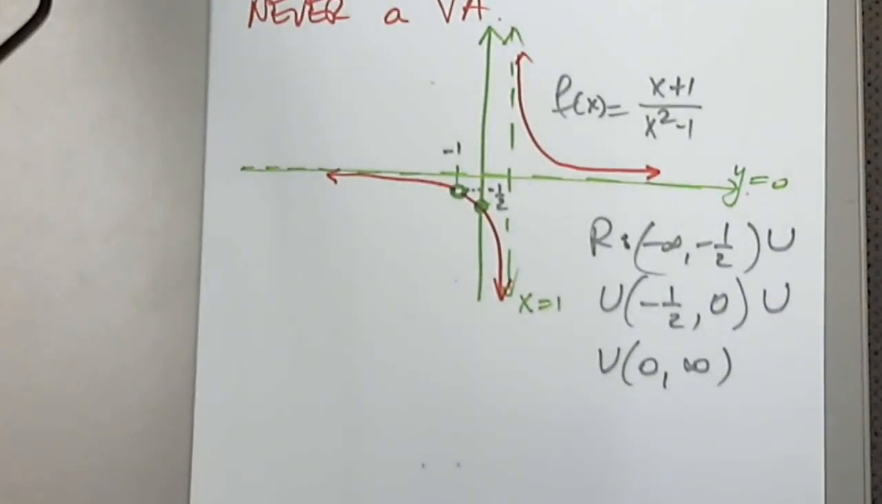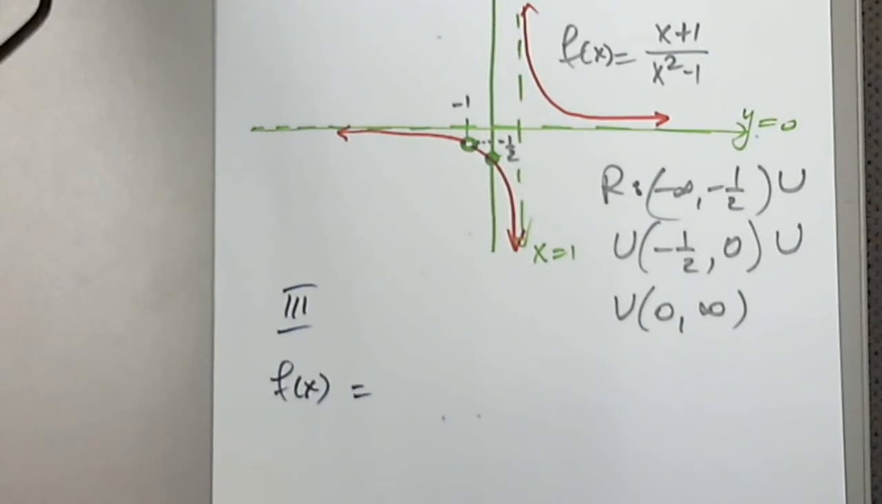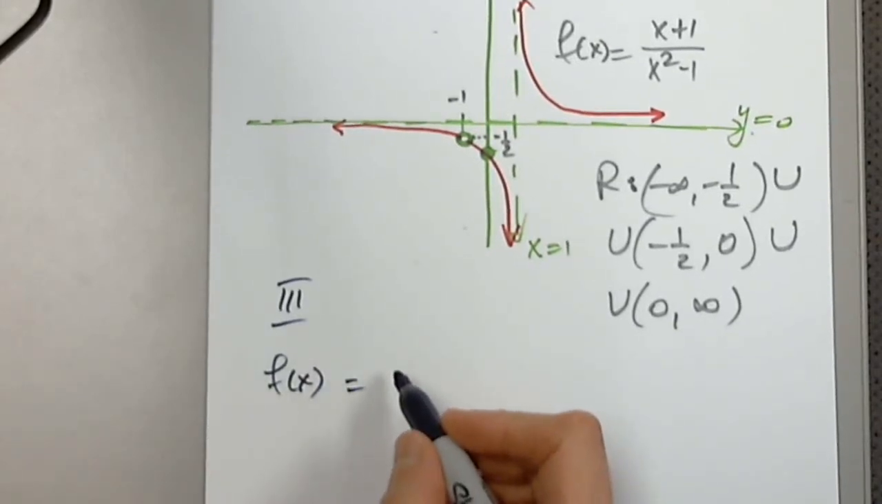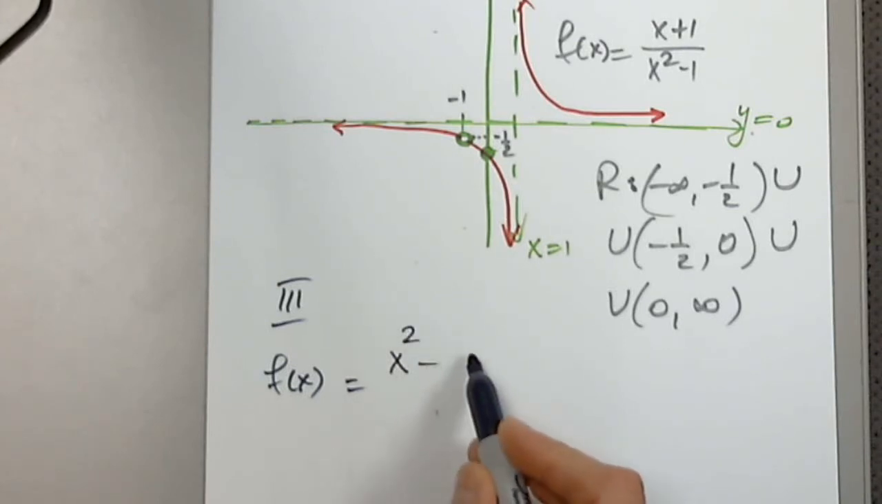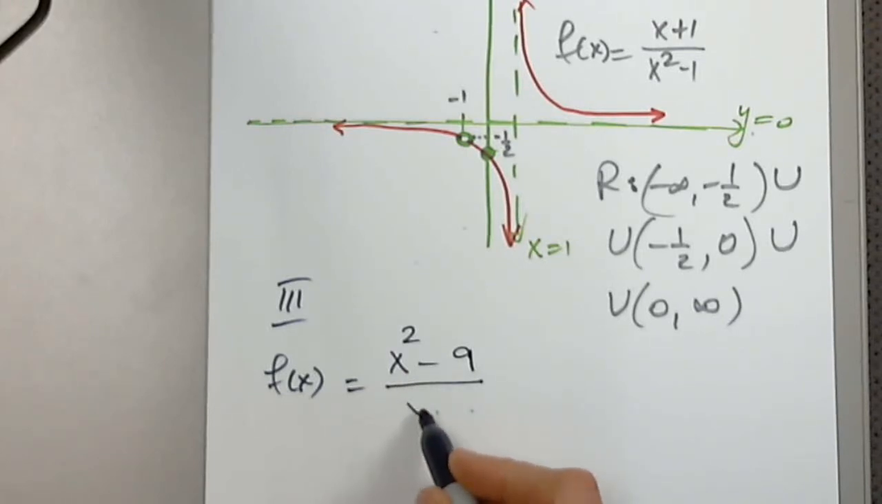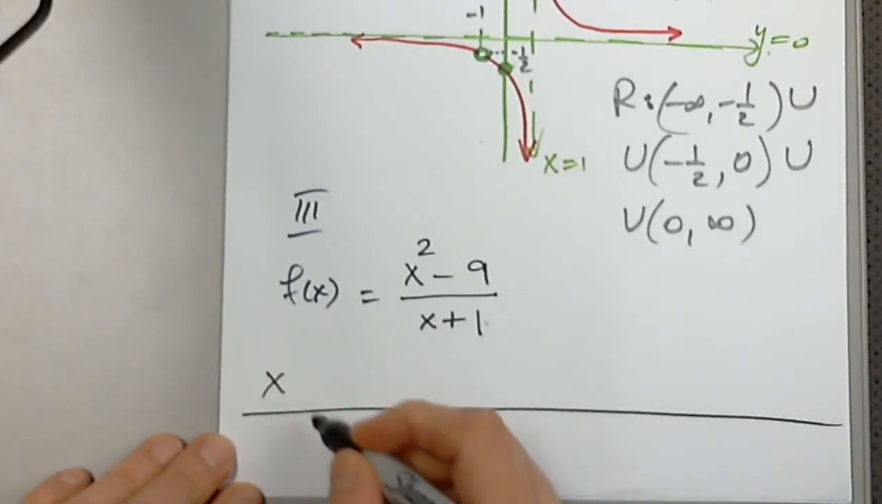Okay, here it is. So this is type 3. F of x equals x squared minus 9 over x plus 1. Now I'm going to ask you, I know I repeat myself a lot, is this type 3? Yes, because the degree of the top is 1 greater than the bottom. Awesome. Excellent. Good. I get my chart going where I put all the information.